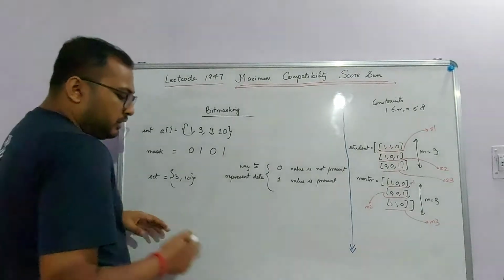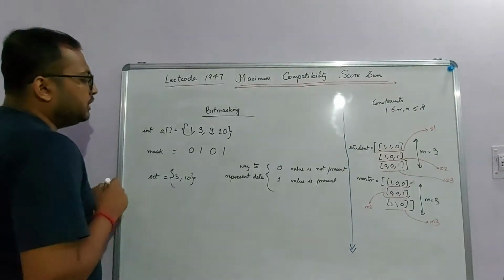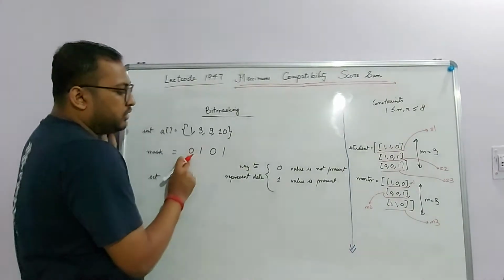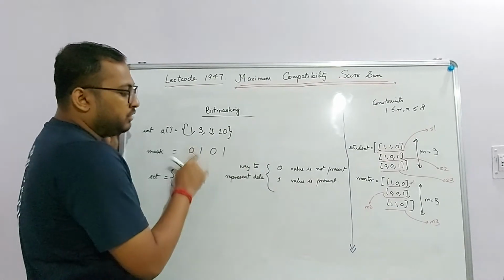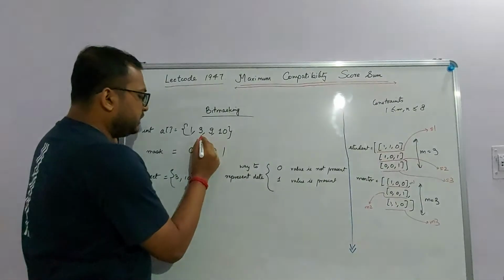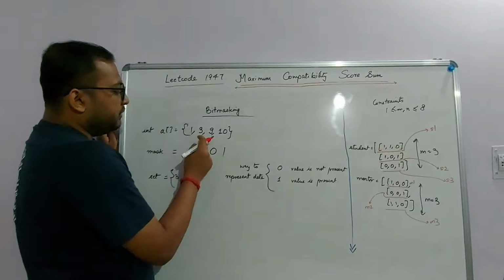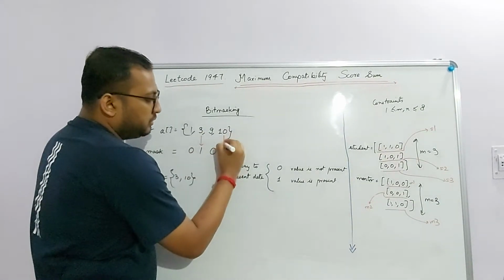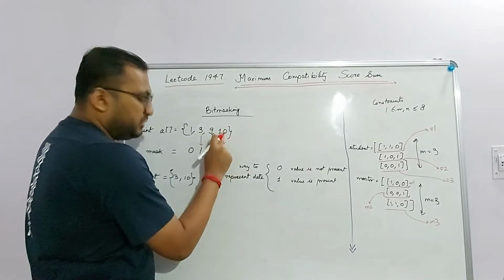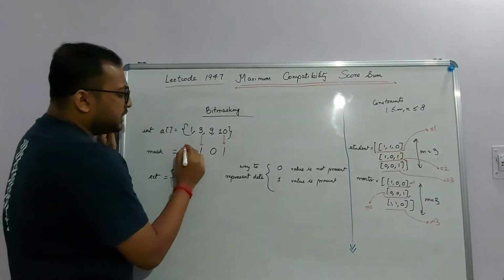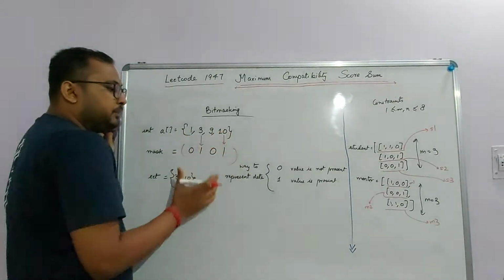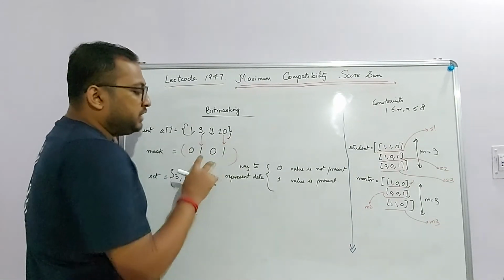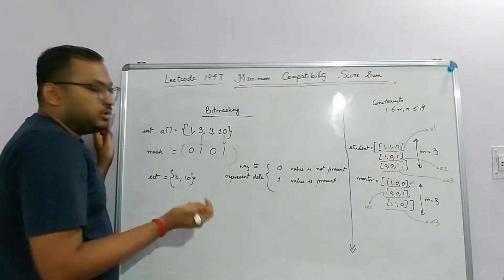Why does the mask value contain the elements 3 and 10? Because I already said that a value of 0 means the value is not present, and a value of 1 means the value is present. So in this case, this particular value is 1, so that means 3 was present in my set, and this particular value was 1, so that means 10 was present in my set. So this bit mask basically represents this array, and it just tells me which elements are present in my set and which are not present.